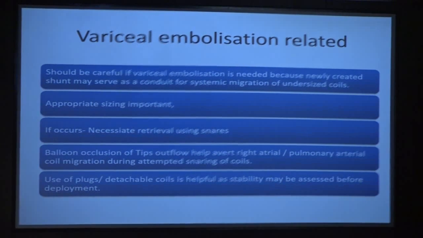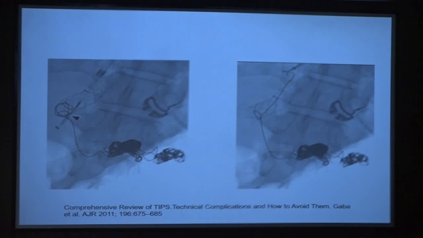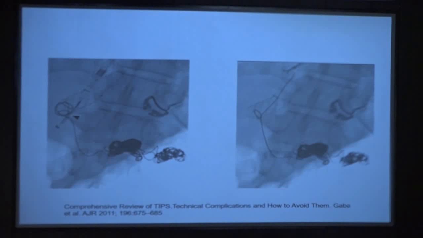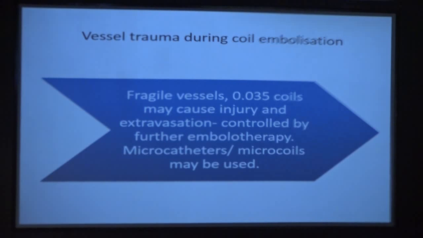Now there can be complications related to variceal embolization, because normally the embolization is done post-TIPS creation. At times the coils can migrate because there is a reversal of flow into the varices. So you can see this coil has come back. So we need to take in the snare and pull back the coils.